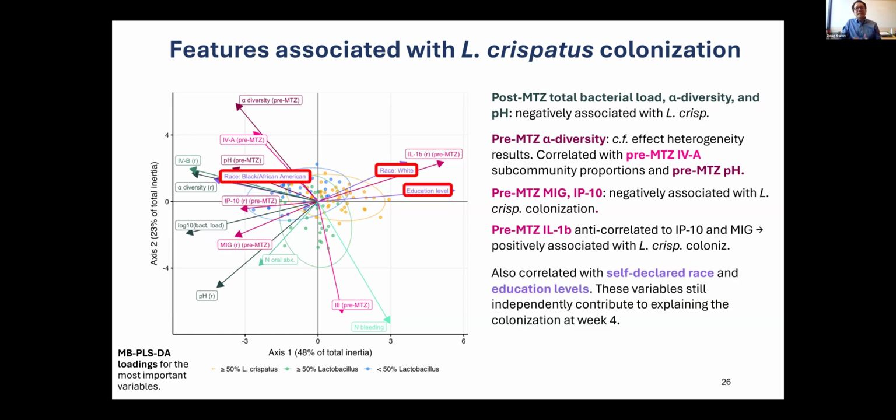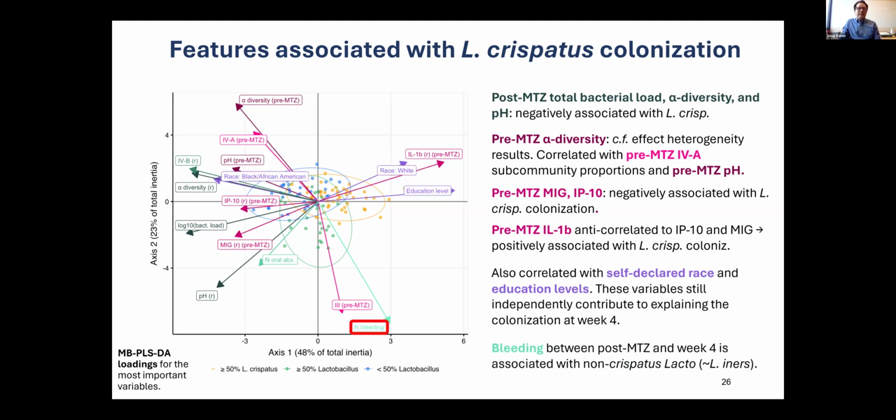And then there are some demographic factors. Declared race was something that was also associated with successful colonization. Oh, and then bleeding. Women who reported more bleeding between metronidazole and week 4 were less likely to colonize with Lactobacillus crispatus and more likely to colonize with Lactobacillus iners.